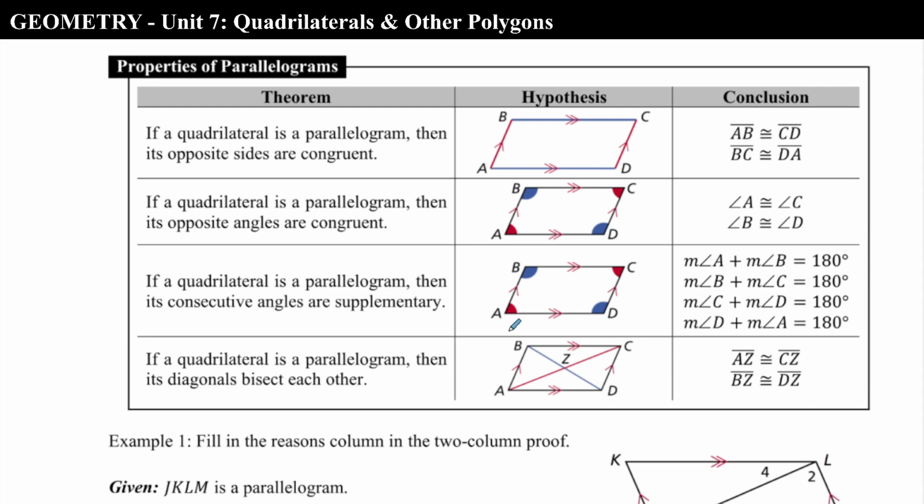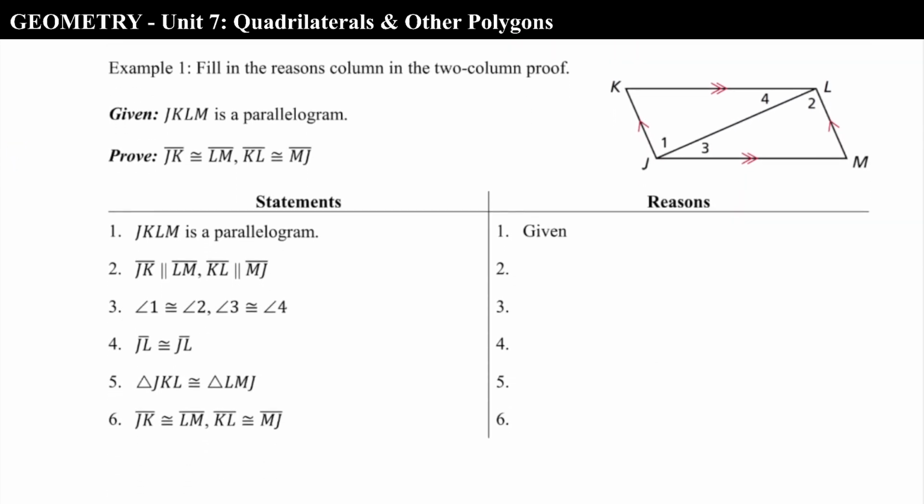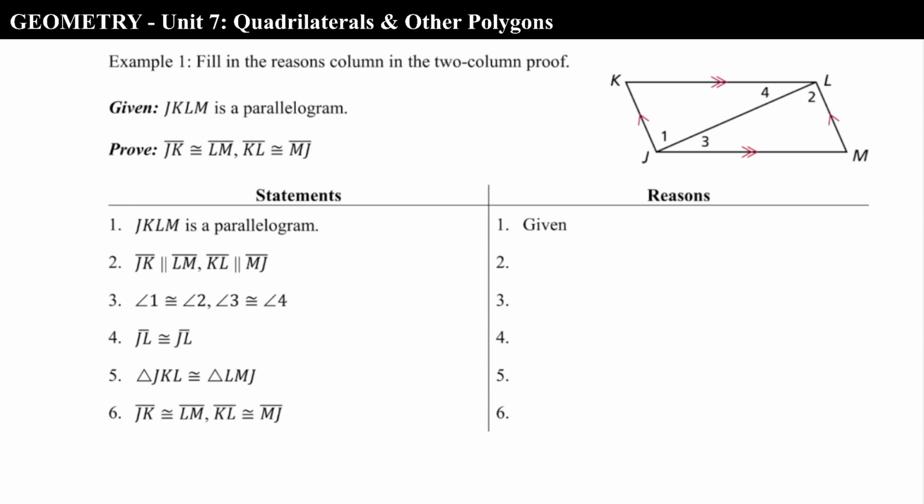If a quadrilateral is a parallelogram, then its diagonals bisect each other. So if we were to draw the two diagonals in this parallelogram, then AZ is the same length as ZC, and BZ is the same length as DZ. Okay? So those are just some of the properties of parallelograms. So we are going to use those properties to talk about doing a proof. It's been a little while since we've done a proof, but let's talk about a proof here.